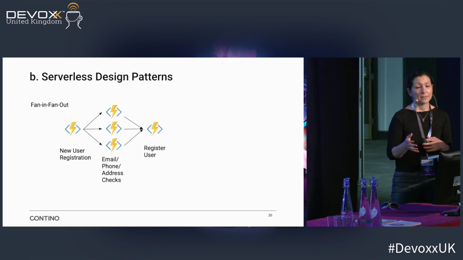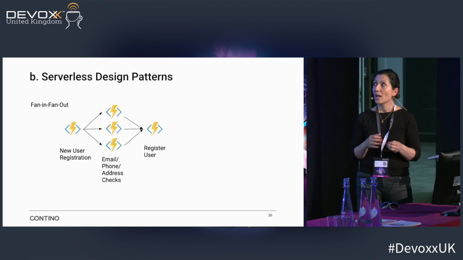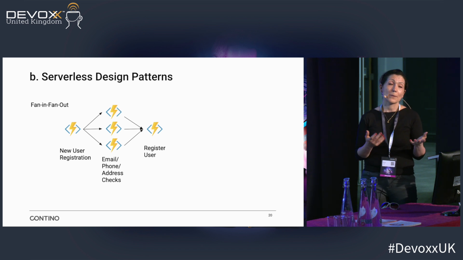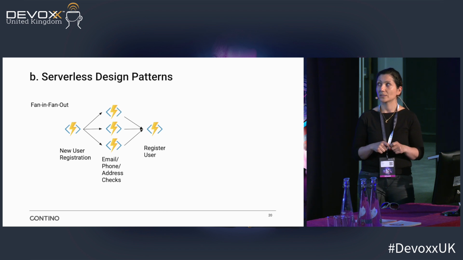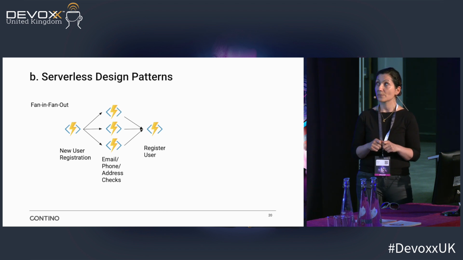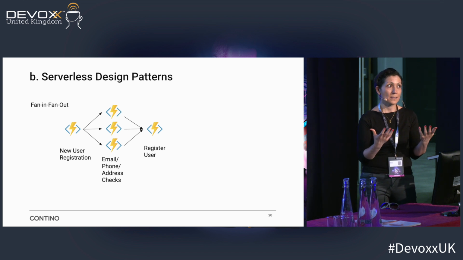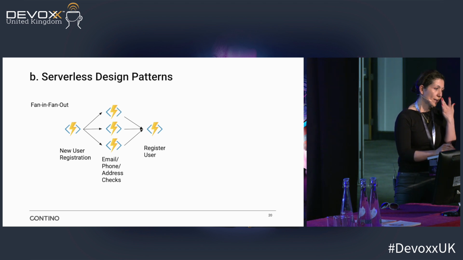The other pattern is you have one initial call, and then you do the async calls, the parallel calls in between. Email checking, email verification, phone verification, or the address lookup can be happening at the same time. And then you are waiting for the end result, and then register it. It depends on your business requirements. You can implement both of them.